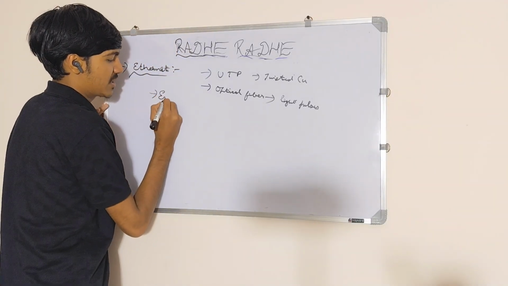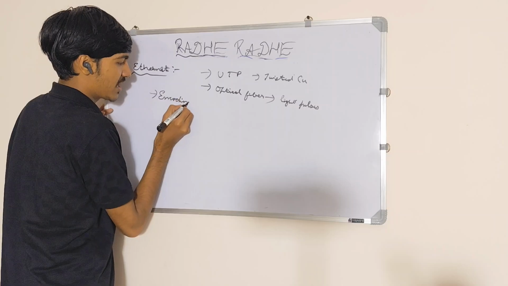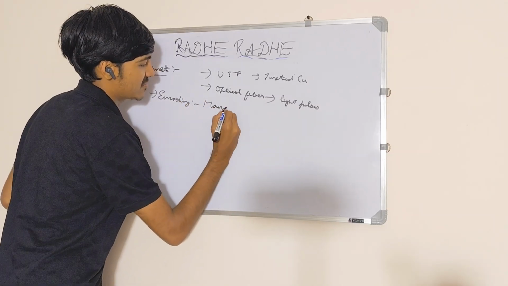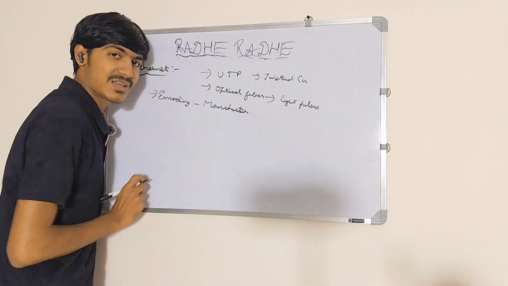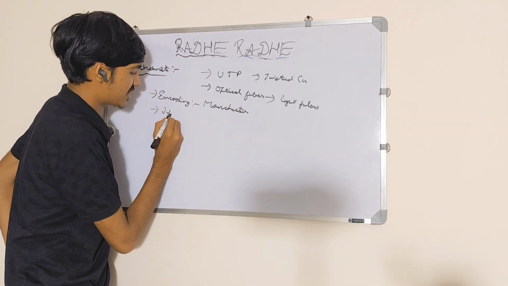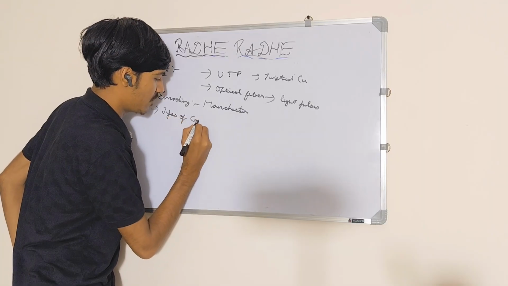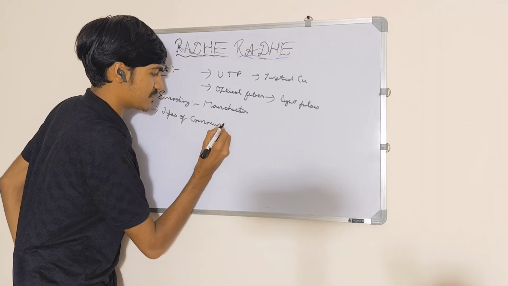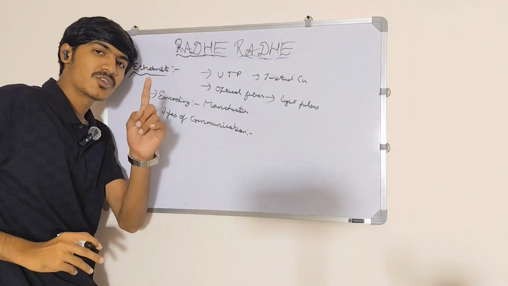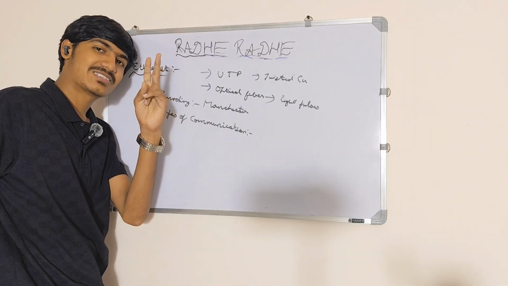Now, what is the type of encoding scheme Ethernet uses? Explained just now. Ethernet uses the Manchester encoding scheme. And the types of communication in Ethernet: unicast, multicast, broadcast.